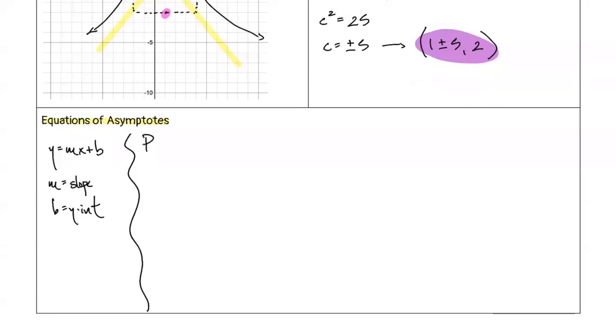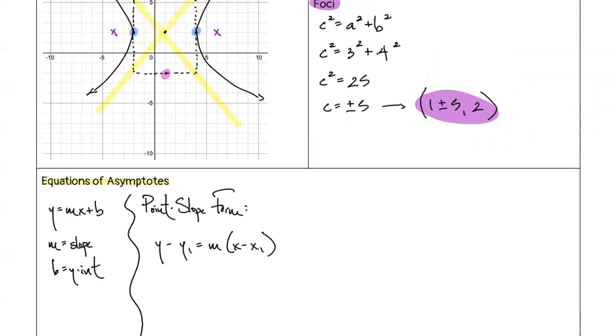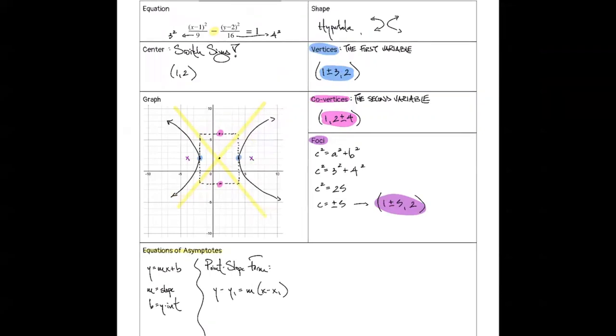So this point slope form is as follows. y minus y1 equals m times x minus x1. Right. The only things that you need to write this equation, you need a point and you need the slope. And we're going to choose really wisely.